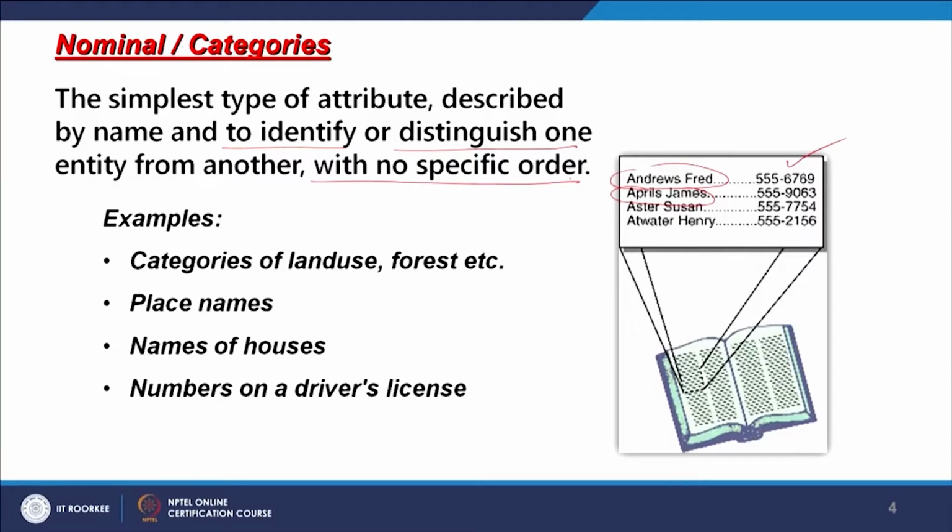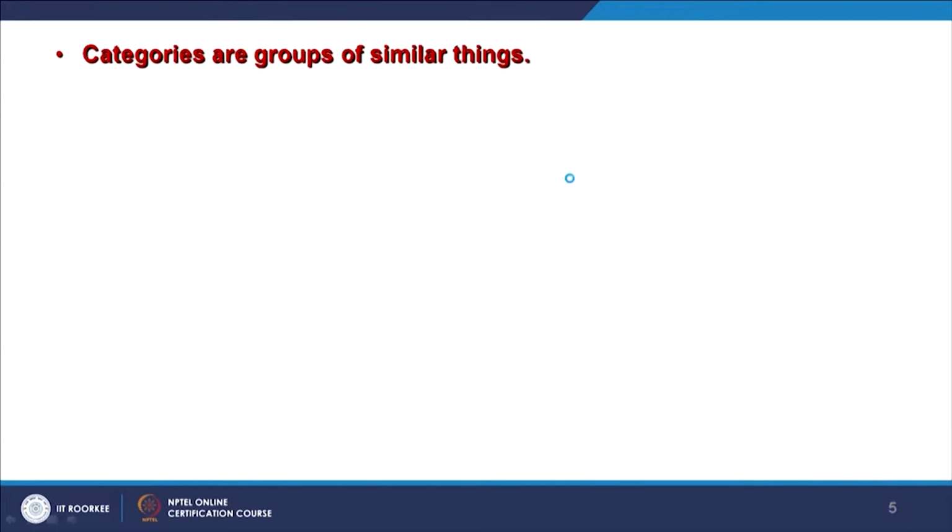Names of houses also, number on a driver's license. Now this is a very interesting example. Though it's a numeric value, a driving license number is a number, and that means I can perform arithmetic operations on this. But if I perform them on numbers like an Aadhaar number, then I may not have any results whatsoever, because even a husband's and wife's Aadhaar numbers may be completely different. So if I take an average, it is not going to work.